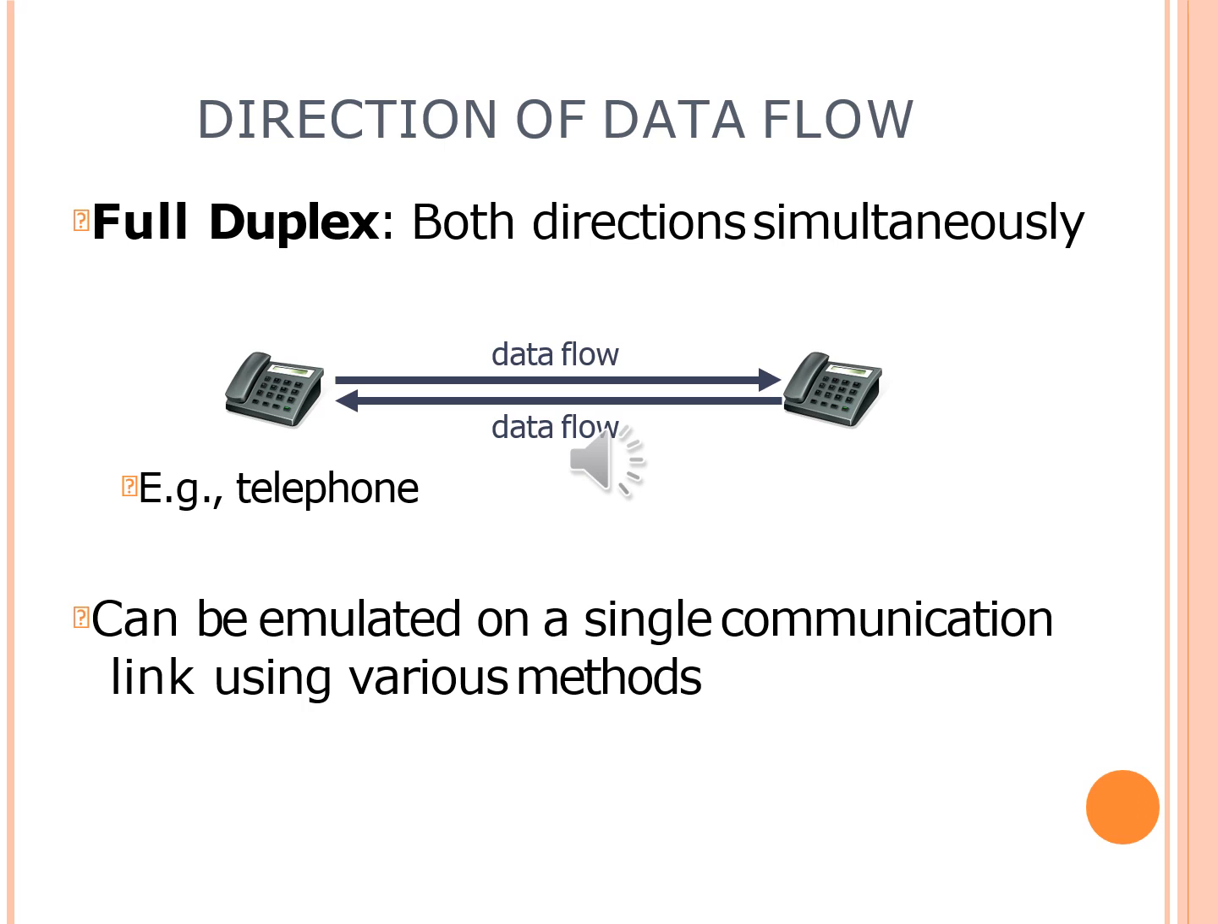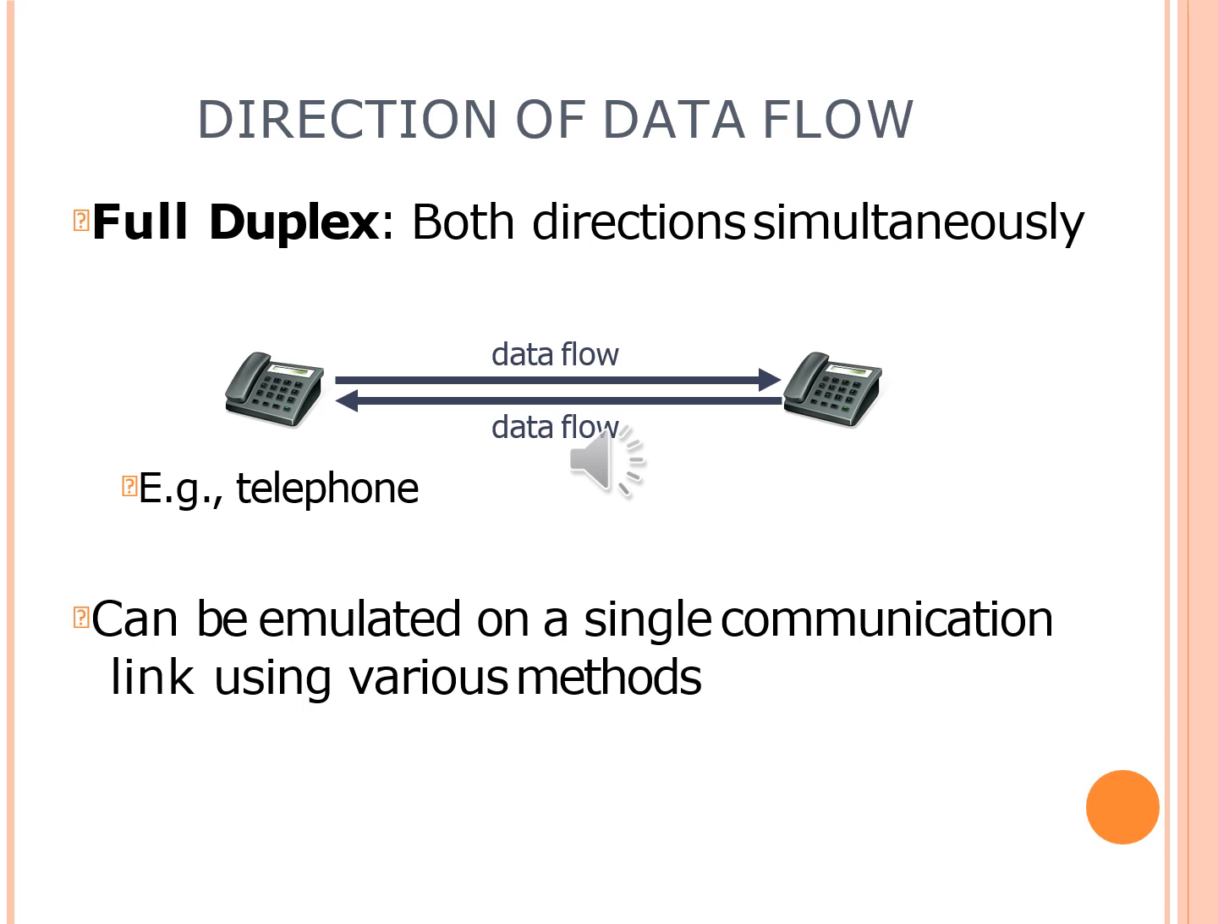Well, we are discussing the data direction flow, that is, how data will travel within the network, and we have the last technique of data flow, that is full duplex communication. Full duplex means both directions simultaneously. It is not mandatory that only at a time the sender can send and the receiver can only receive the data.